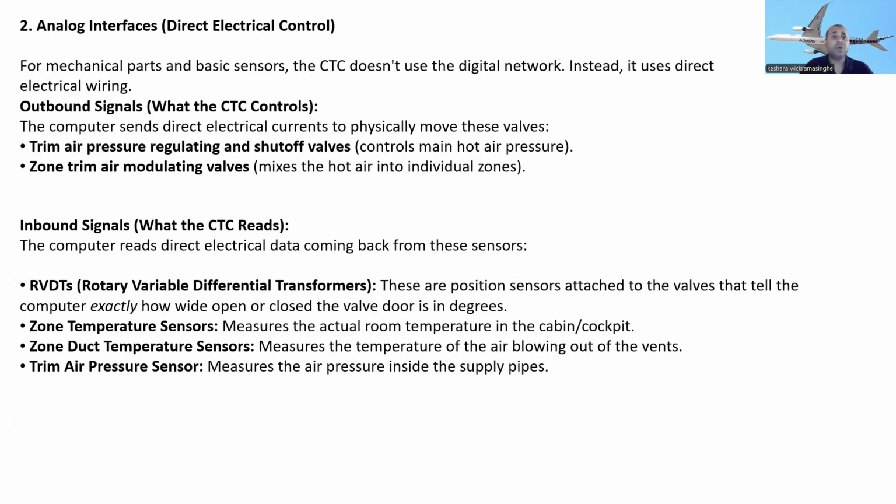Okay, so inbound signals: what the CTC, the cabin temperature controller, reads. The computer reads direct electrical data coming back from the sensors. These are the rotary variable differential transformers, position sensors attached to the valves that tell the computer exactly how wide open or closed the valves are. The zone temperature sensors measure the actual room temperature in the cabin and cockpit, the zone duct temperature sensors measure the temperature of the air blowing out of the vents, and the trim air pressure sensors measure the air pressure inside the supply pipes.